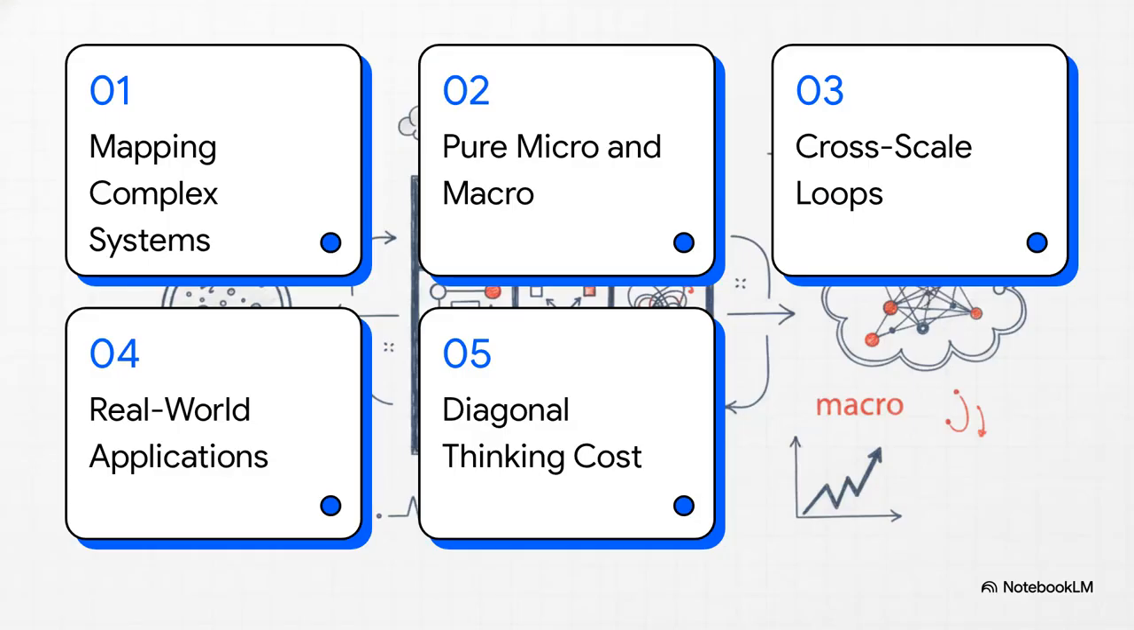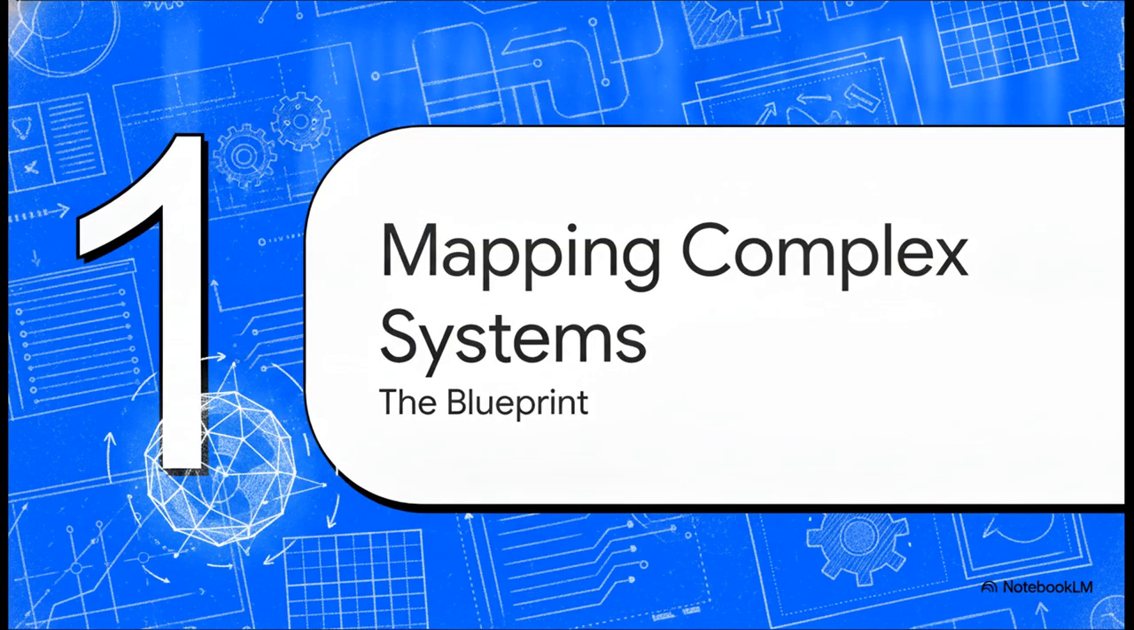Okay, let's dive into this. Here's our roadmap for today. We'll start by mapping reality's complex systems, then look at the pure, micro, and macro. After that, we'll explore the missing cross-scale loops, look at some real-world matrix applications, and finally wrap up with the cost of diagonal thinking.